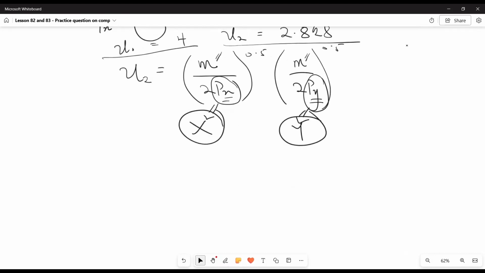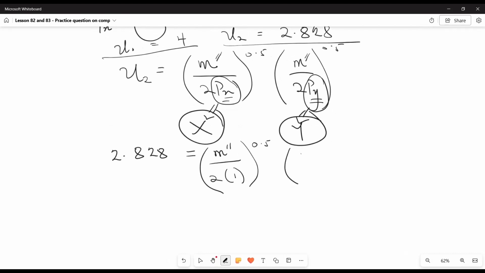Let's substitute in the prices. So we have the new utility as 2.828 equal to a new level of income divided by 2 multiplied by the price of good X, which is 1, raised to the power 0.5. And then we have a similar case for Y.